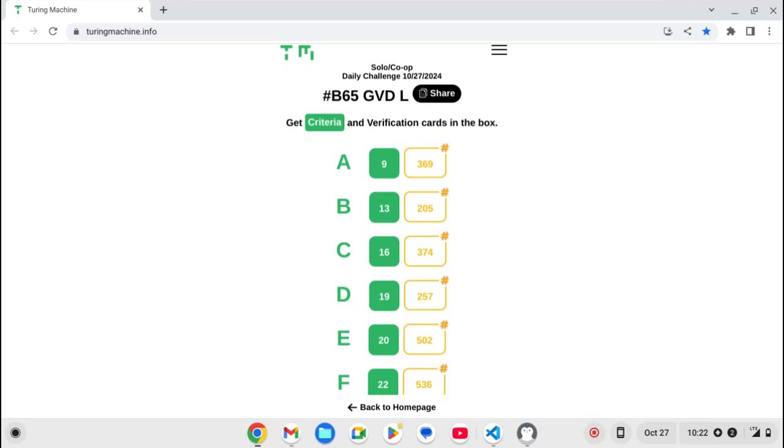Let's begin. Today is October 27th, 2024, and we're solving the Daily Turing Machine Puzzle. Today's puzzle uses the following 6 criteria cards: criteria card 9, 13, 16, 19, 20, and 22. And the puzzle uses the orange verification cards. The code above is your way to get more information on today's puzzle by searching the code on turingmachine.info. Let's go solve.